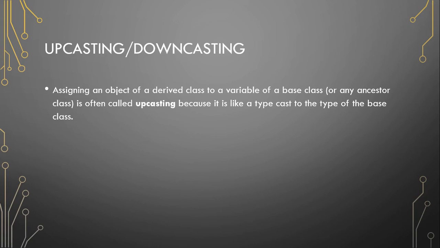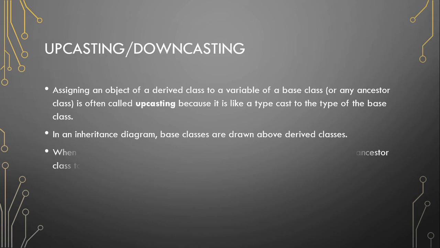Assigning an object of a derived class to a variable of a base class or any ancestor class is often called upcasting because it is like a typecast to the type of the base class. In an inheritance diagram, therefore, base classes are often drawn above derived classes, and we've seen this before. You put the base class at the top, derived classes underneath. So for example, Sale would be at the top, DiscountSale would be branched off underneath it, same thing with any other type of sales.